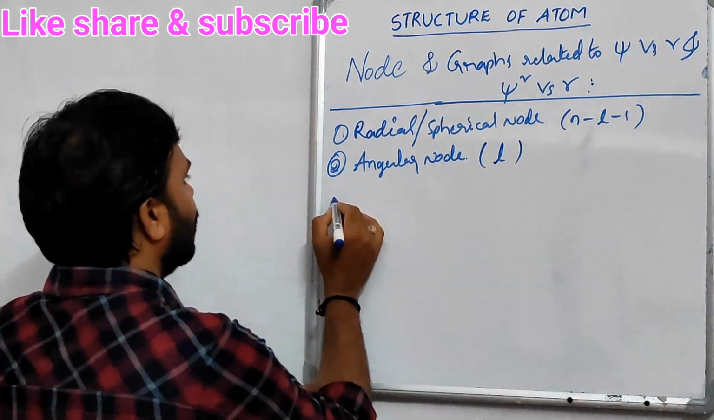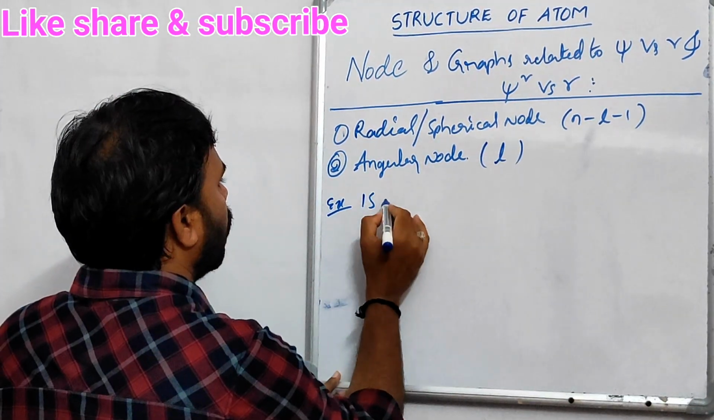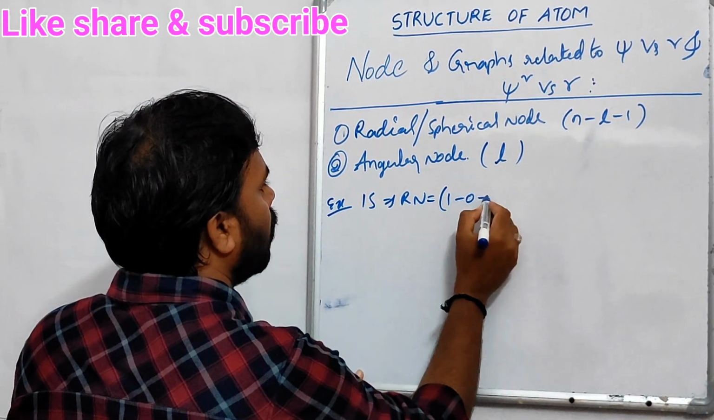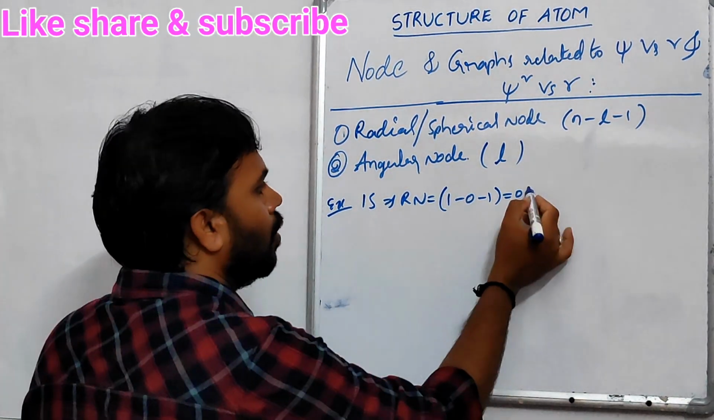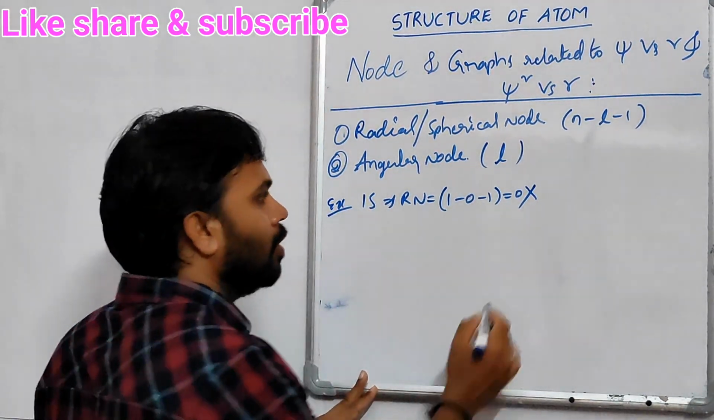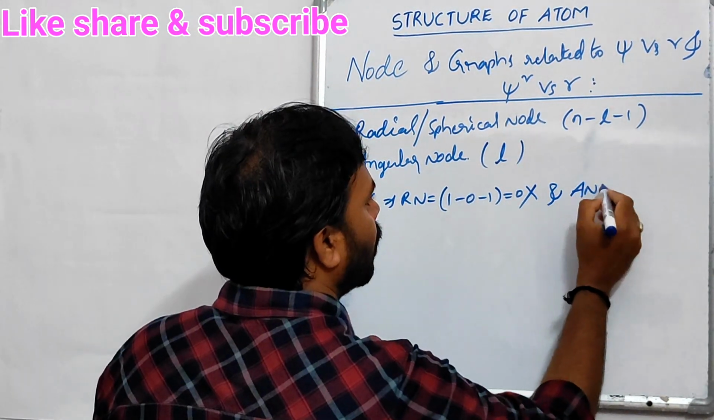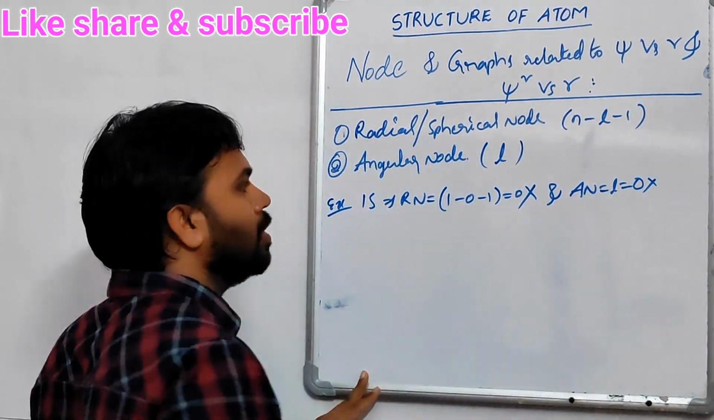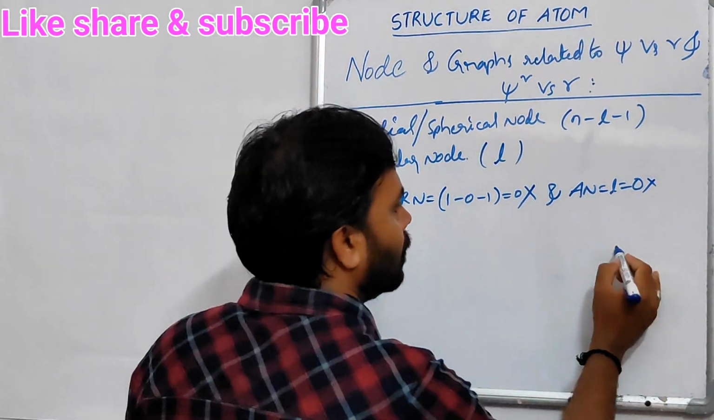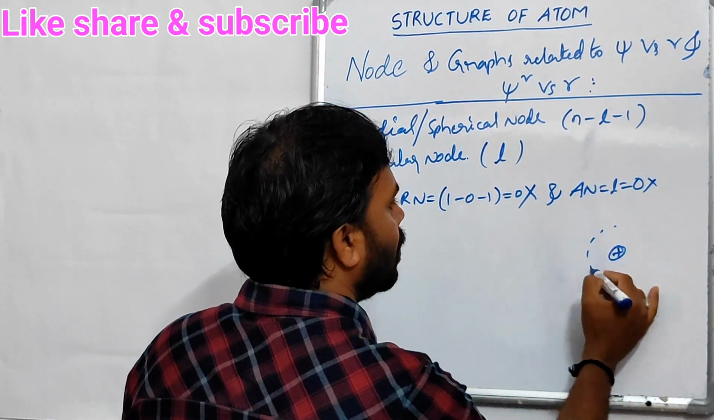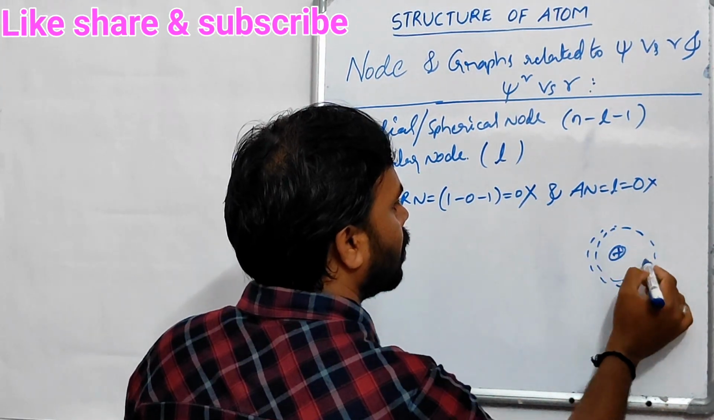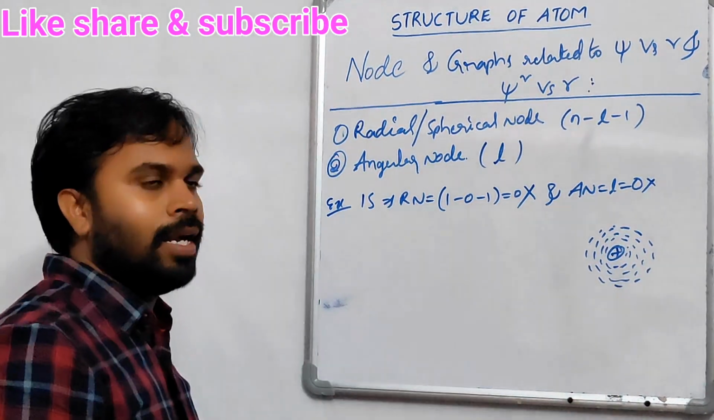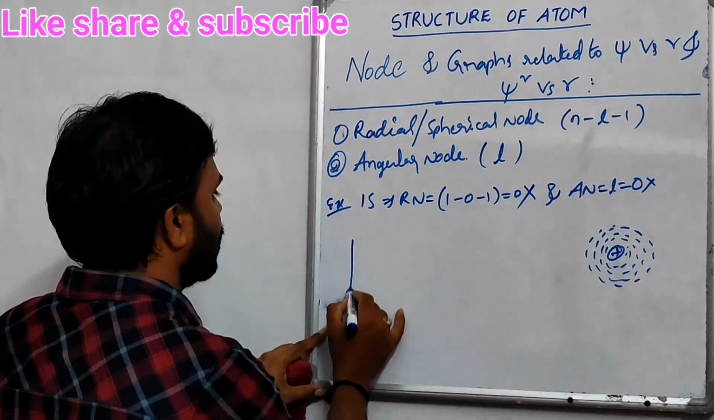Let's see the example. For 1s orbital, radial nodes is equal to 1 minus 0 minus 1, that equals 0. There is no radial node present in this 1s orbital. And angular nodes is equal to L value, that equals 0 for s orbital. There is no angular node present in this 1s orbital. Let's see. This is nucleus and this is the 1s orbital. And let's see the graphs related to 1s orbital.